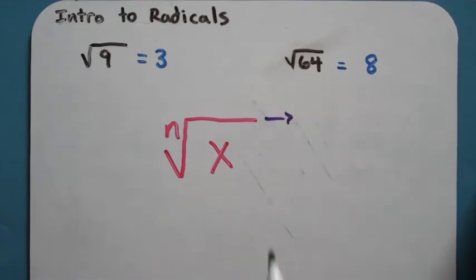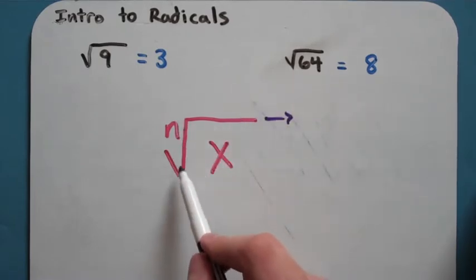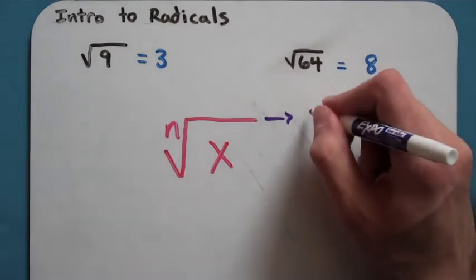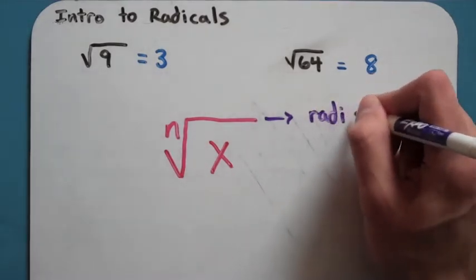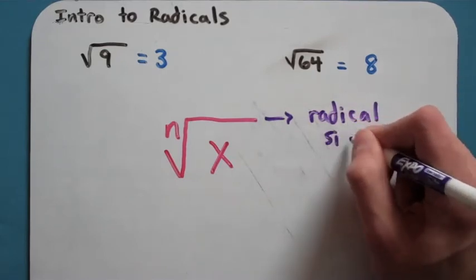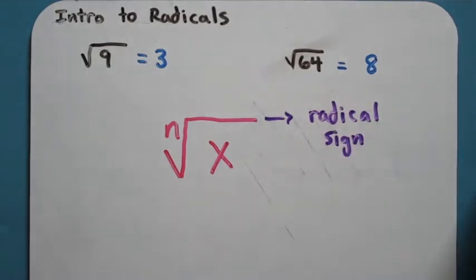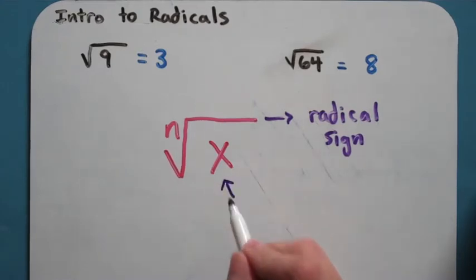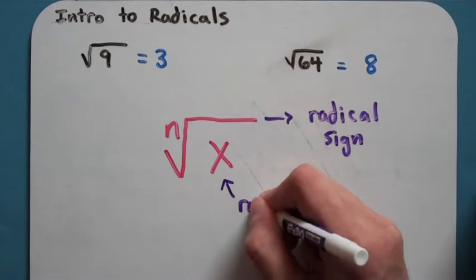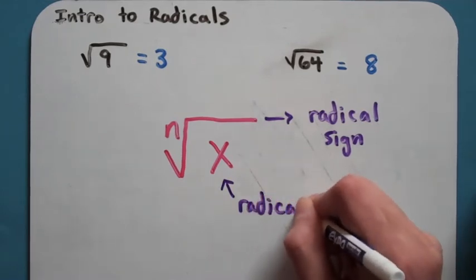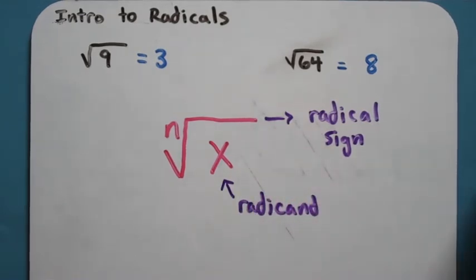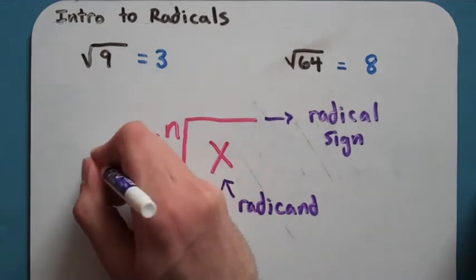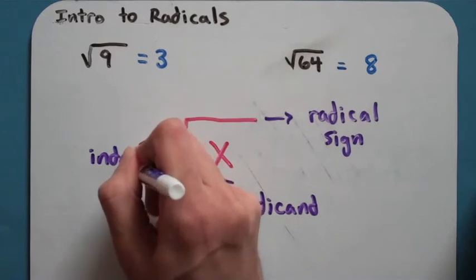First of all, the symbol itself, kids get in the habit of calling this a square root sign. It's not a square root sign if we have a different power that we're looking at. So in general, the word for that is a radical sign, or sometimes I'll call it just the root. The inside, the number that we're actually taking the root of, is called the radicand. And this little number over here that indicates what power we're working with is called the index.